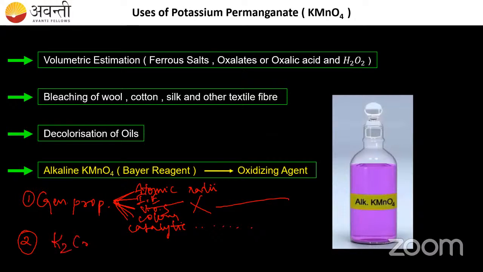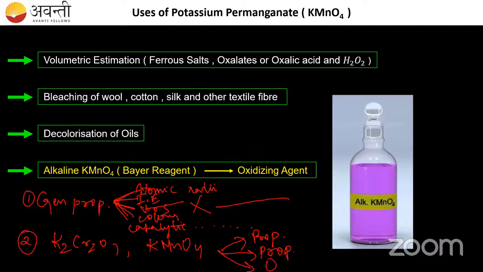K2Cr2O7 and KMnO4. For these two, first is preparation, the next is some of the general physical properties, and the third is the oxidizing nature of these two compounds. So these three topics were discussed for the two compounds. Before studying the general properties, you might have studied some of the introductory part of the 3d elements, 4d elements, etc.